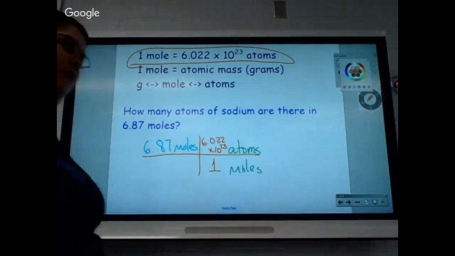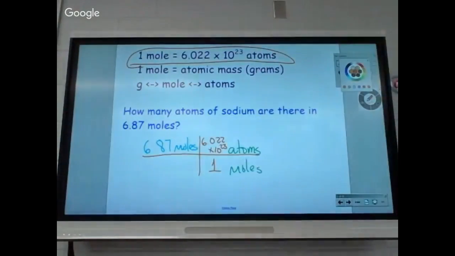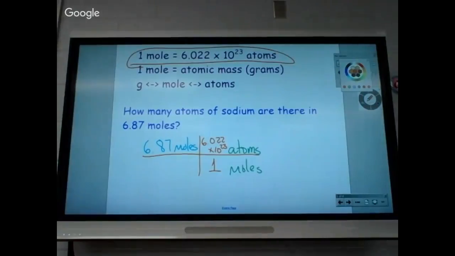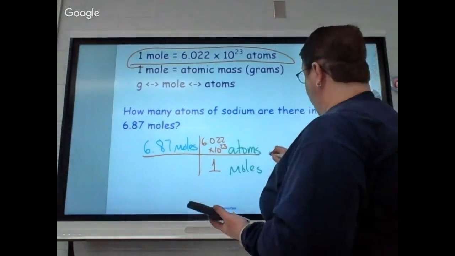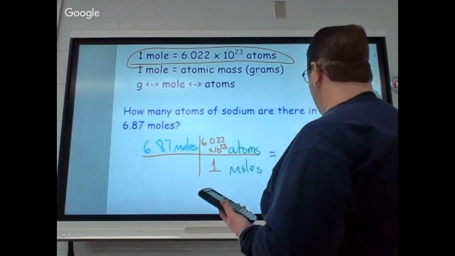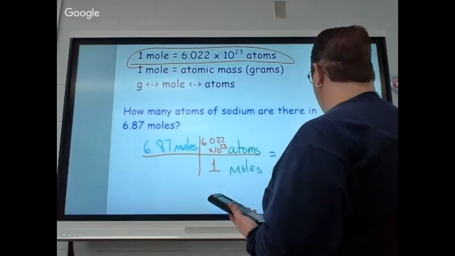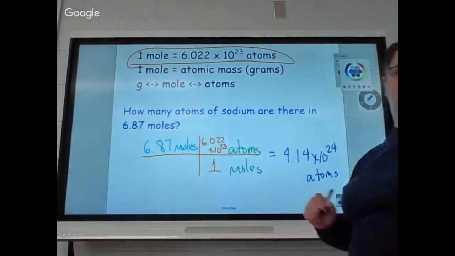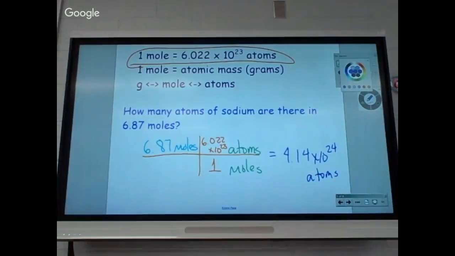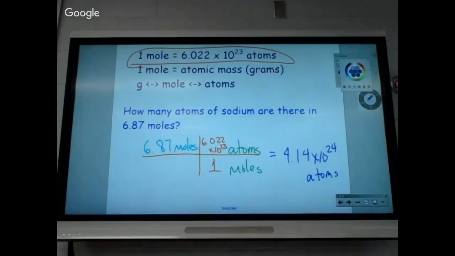All right, so when we calculate this time, we have 6.87 times 6.022 times, remember, hit second EE. Don't hit times 10 or 23. This time I need how many significant digits? So 4.14 times 10 to the 24th atoms. And you can round up or you can just drop off and say 4.13 if you want. Any questions about that? Okay.